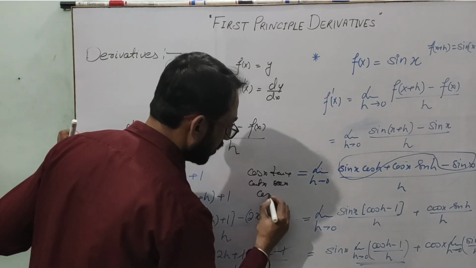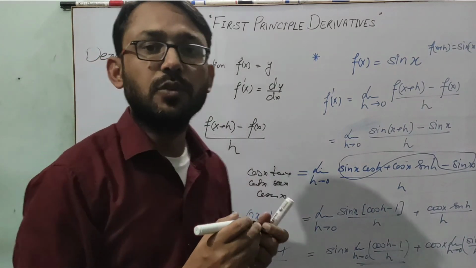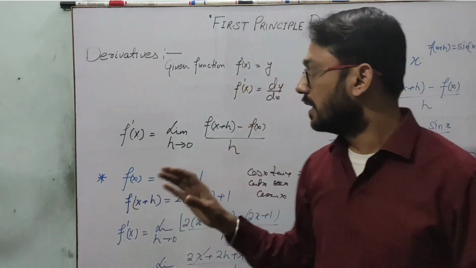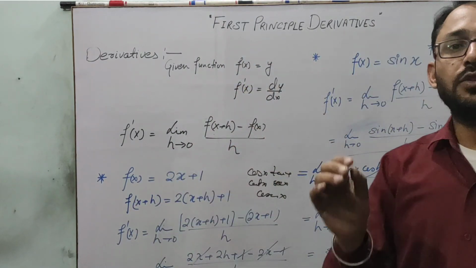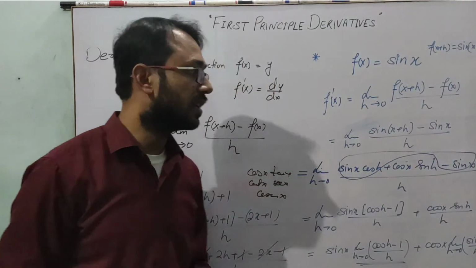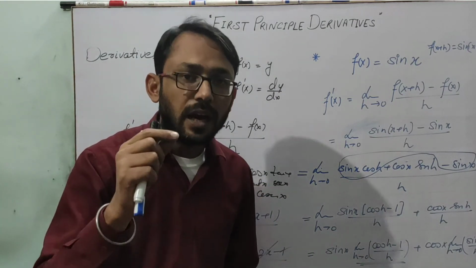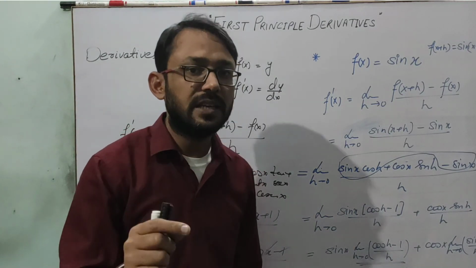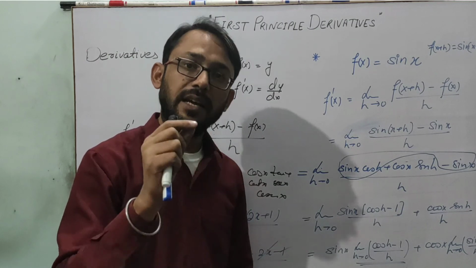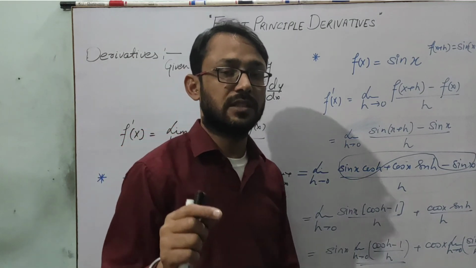In the same way, homework: you can do all the trigonometric ratios, cos x, tan x, cot x, sec x, cosec x. These you have to do in the homework. These are all important and you will get one of these questions in your upcoming exam. So keep revising, keep practicing. These are really important and good questions.